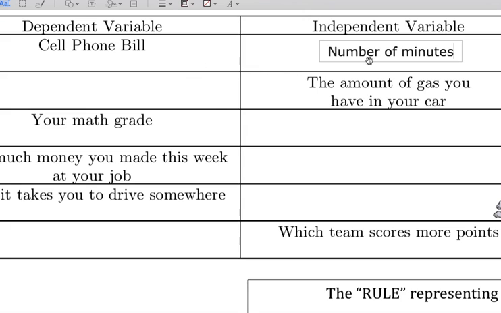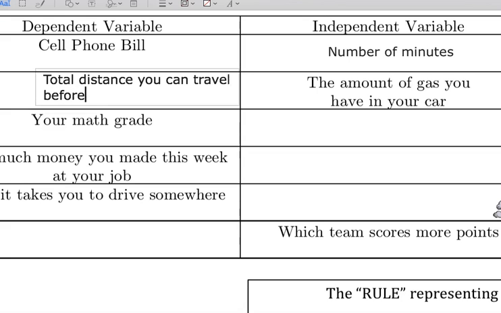Let's think of a relation where the independent variable is the amount of gas you have in your car. Now, what would depend on the amount of gas you have in your car? There's a few answers to this, but one would be the total distance you can travel before refueling.